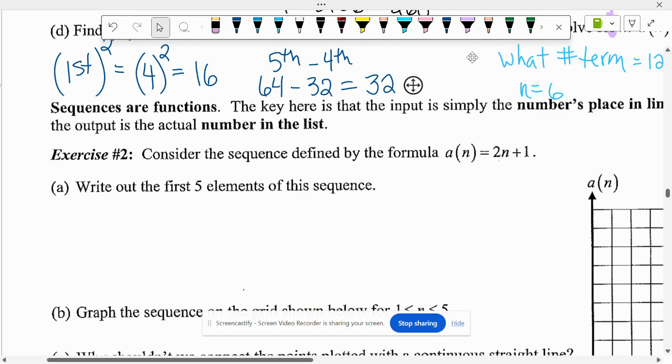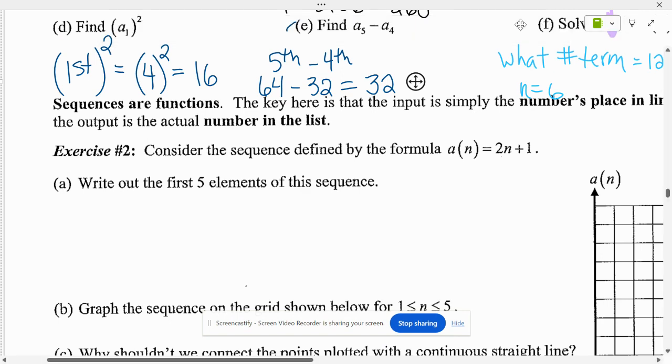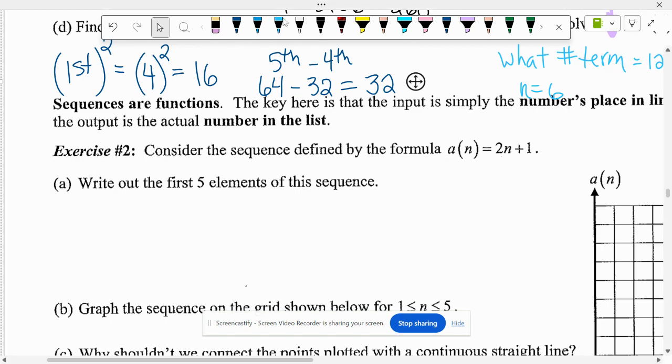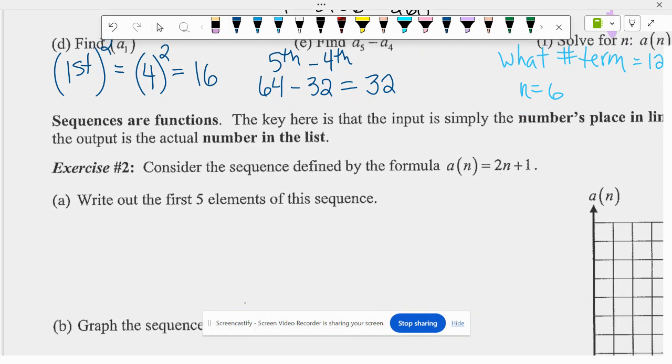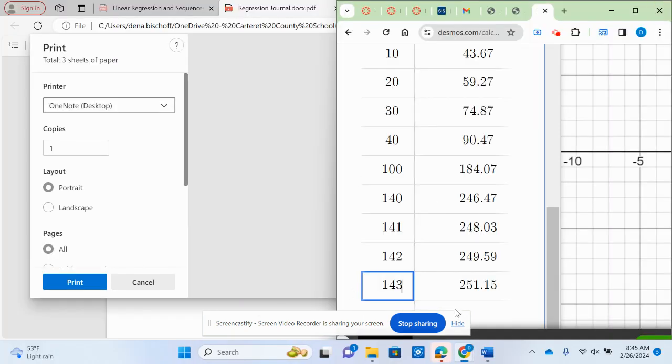I'm just trying to get it to let me write. I'm going to shut it off for a second. You guys write it out.